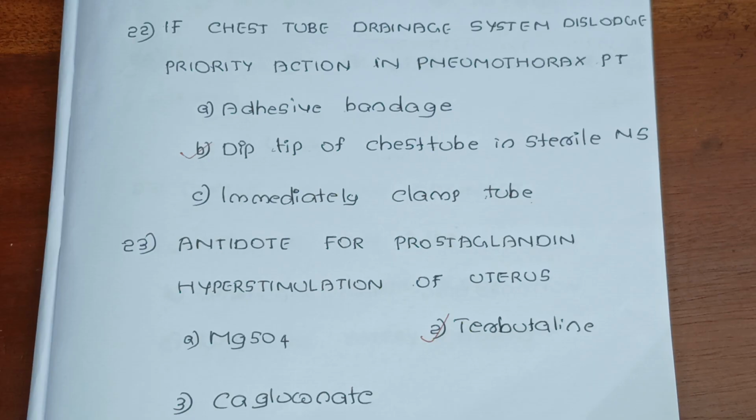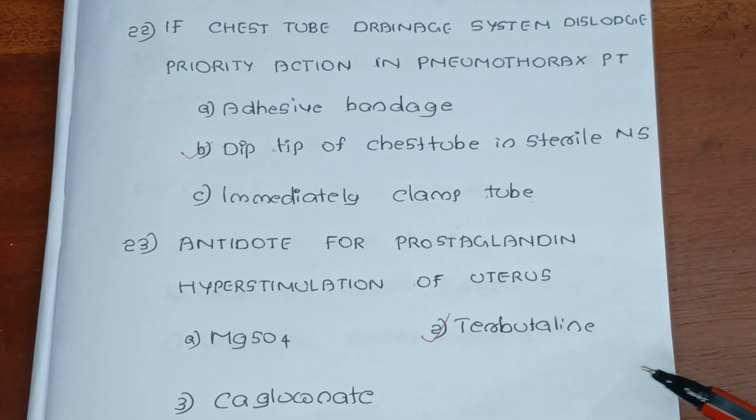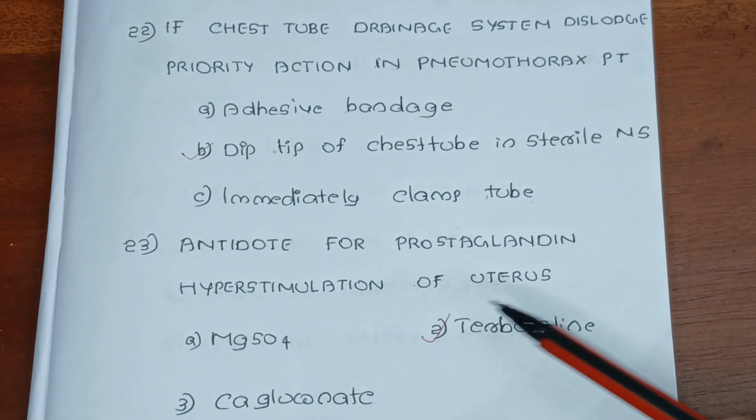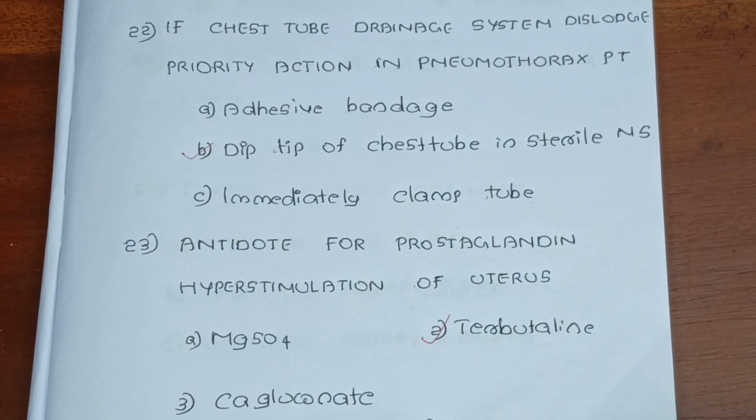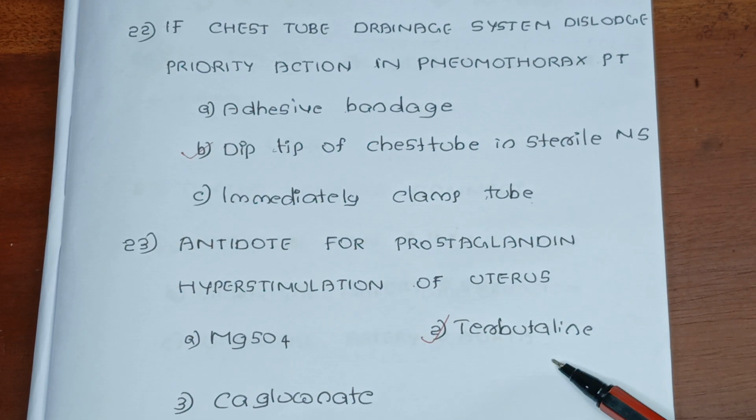Next question, antidote for prostaglandin hyperstimulation of uterus. Correct option is terbutaline. This question was also a little confusing. All given options are tocolytics, magnesium sulfate, terbutaline, calcium gluconate. So correct option is option B, terbutaline.